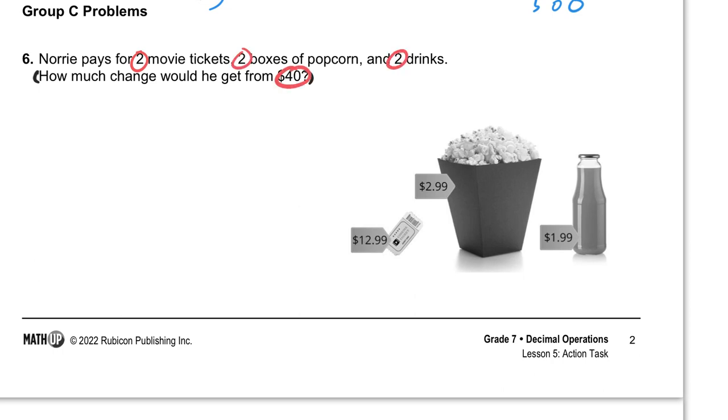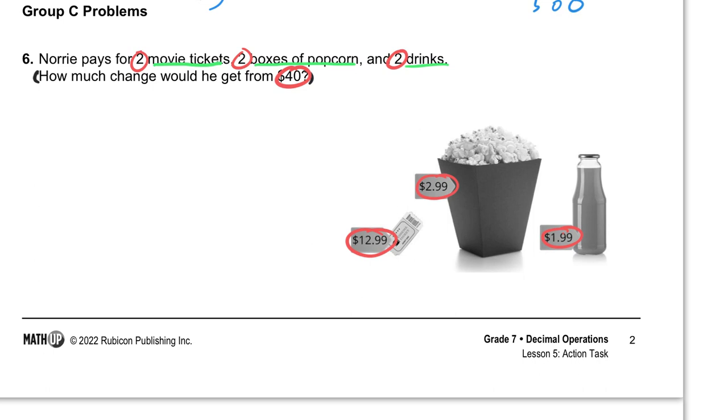There are more numbers involved in this one. And what does the first 2 mean? Well, those are the movie tickets. We've got 2 boxes of popcorn and 2 drinks. And then the $40 is how much money he starts with. There's nothing to underline there, but that's okay. Let's keep going. The other numbers we have are here. We've got the actual prices of these things, right? So that's important.